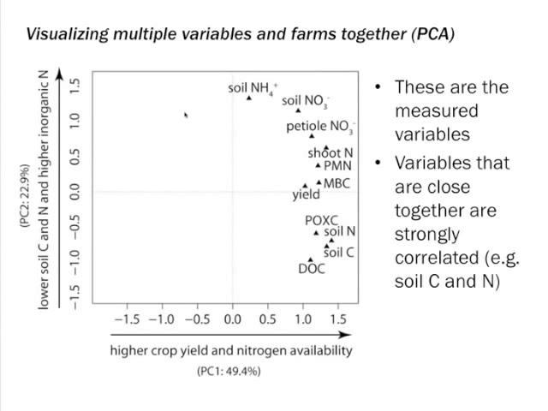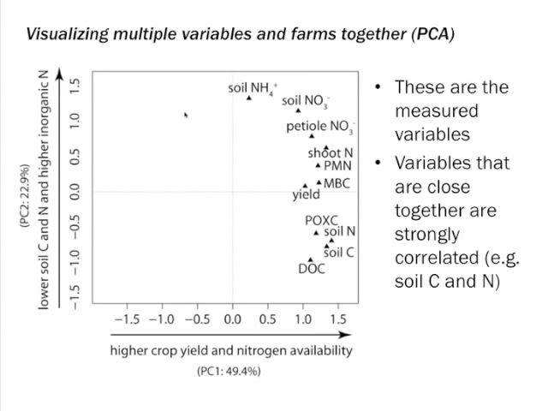And so we can put on the actual variables that went into this analysis, the variables that we measured. And so you'll see that all of these variables are on the right-hand side of the graph, or along the positive values of the x-axis. And so hence, they all reflect higher crop yield and nitrogen availability. On the y-axis, you'll see they're spread out from the bottom to the top. And we see things like soil carbon and nitrogen on the bottom of the y-axis, but soil ammonium and nitrate towards the top of the y-axis.